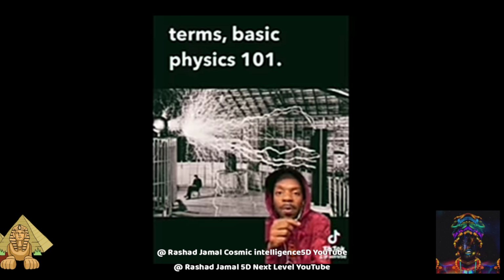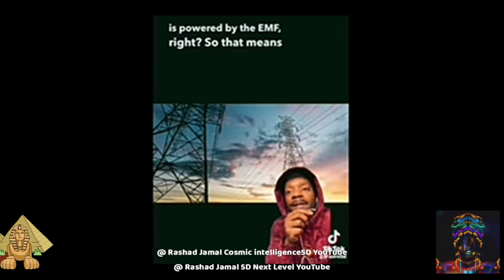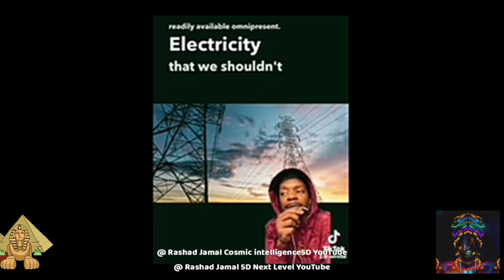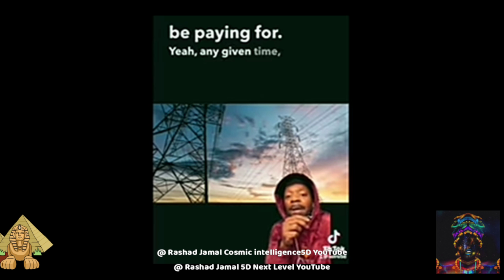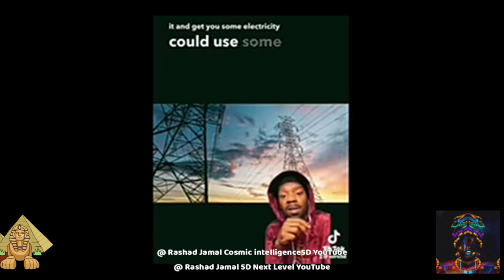Basic Physics 101. Alright, so our reality is powered by the EMF, right? So that means there is this readily available, omnipresent electricity that we shouldn't be paying for. But yeah, any given time you can tap into it and get you some electricity. Get you some of this static.